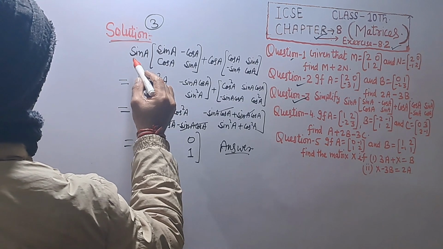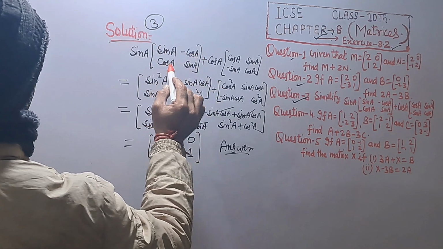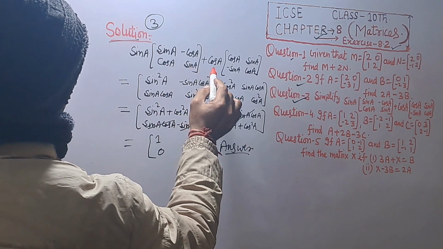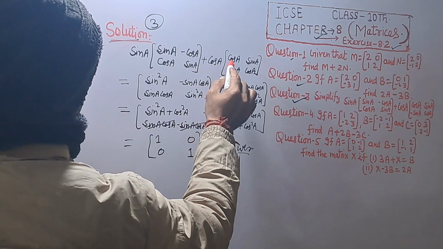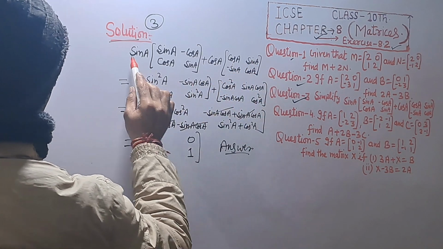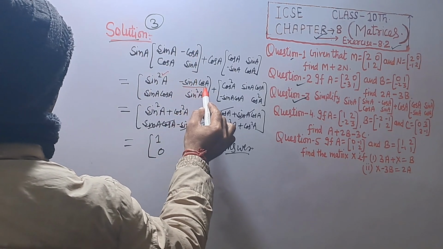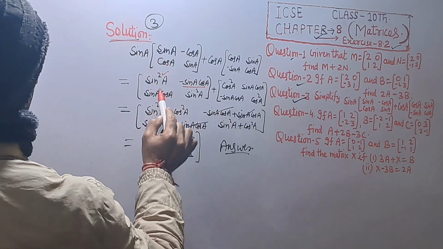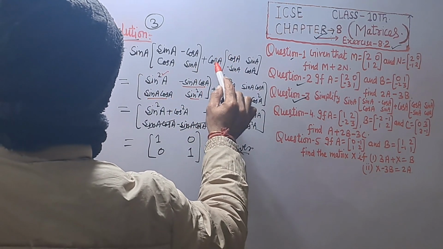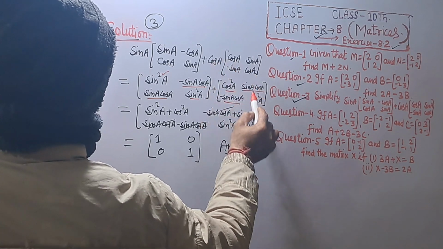Answer. Given sin A into [sin A, -cos A] and [cos A, sin A]. Sin A into sin A is sin square A, sin A cos A is minus sin A into cos A, sin A cos A positive, sin square A, and cos square A, cos A sin A, and minus sin A cos square A.